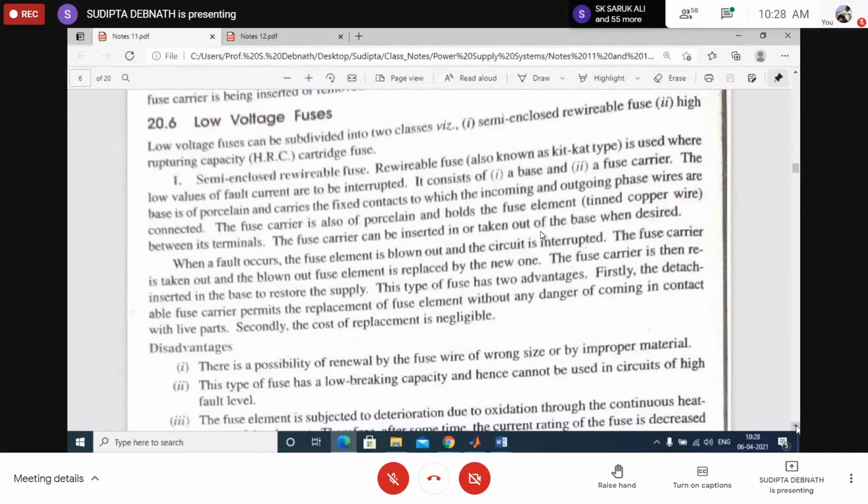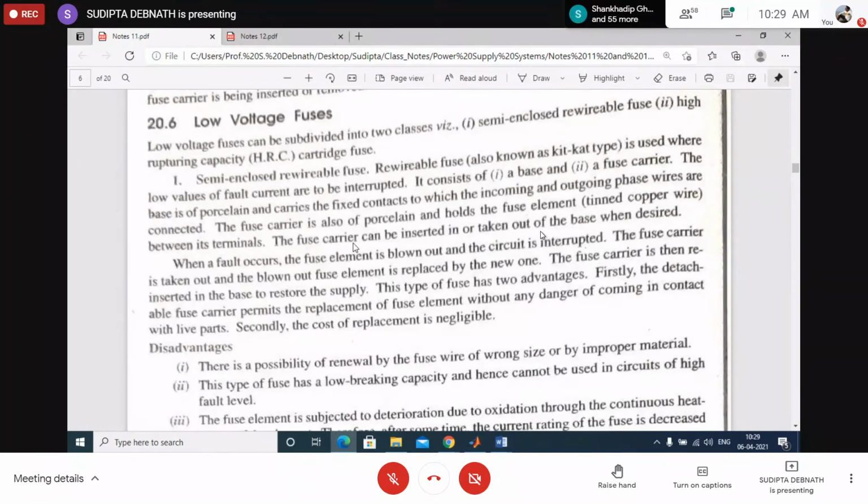Okay. Semi-enclosed fuse is a simple type of fuse which you normally observe in your house. It is used for low values of currents. It consists of a base and a fuse carrier. The base is porcelain. In your house, you will always find this type of fuse, and it carries fixed contacts to which incoming and outgoing phase are connected. The fuse carrier is also porcelain and holds the fuse element, tinned copper wire. The element is not silver, due to high cost, but tinned copper wire.